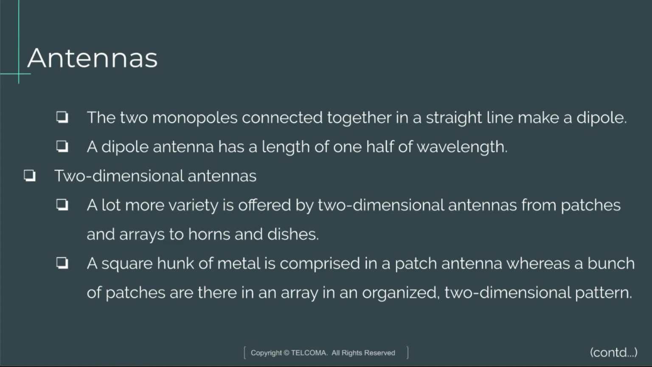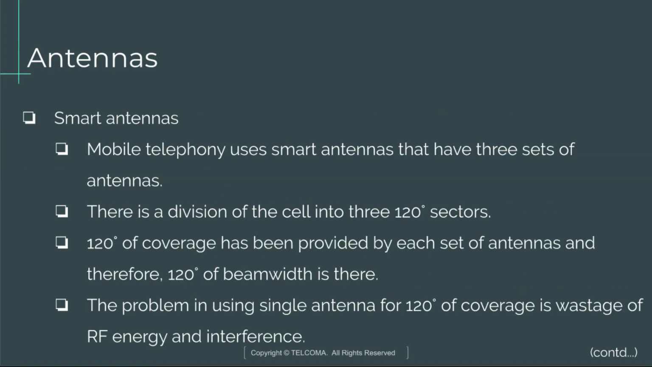2-dimensional antennas. A lot more variety is offered by 2-dimensional antennas, from patches and arrays to horns and dishes. A square hunk of metal is comprised in a patch antenna, whereas a bunch of patches are there in an array in an organized 2-dimensional pattern.